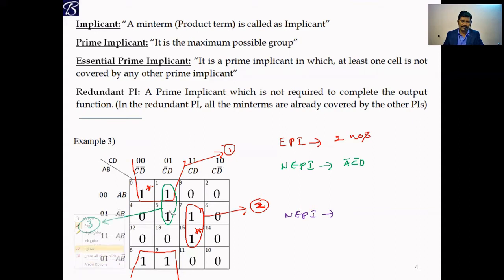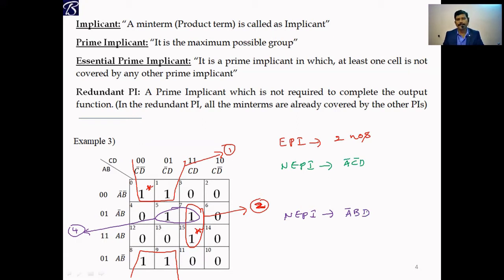Suppose let me remove this one. Okay. I can also complete the output function using this group also, right? Okay. Let us say this is 4. Now the output function is completed. So non-essential, to complete the output function, two options are there. So that's why this becomes a non-essential prime implicant. And what is this non-essential prime implicant? A bar B, and here common term is D. A bar B D. A bar B D, right?